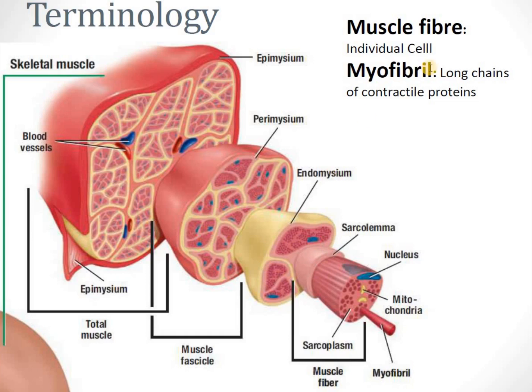The myofibril is a long chain of contractile protein. The muscle fiber is an individual cell. Okay, the total muscle is covered inside this epimysium. The muscle fascicle contains the perimysium and the endomysium and nucleus. Okay, the muscle fiber consists of the sarcolemma, nucleus and the mitochondria and the myofibril. Okay, we'll move to the next slide.